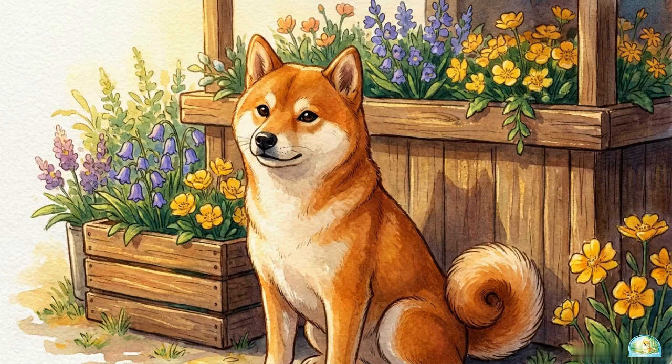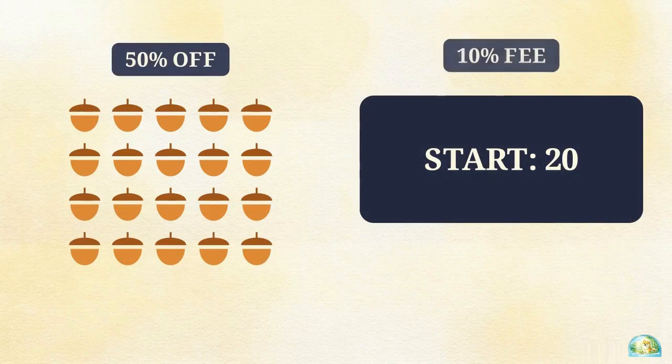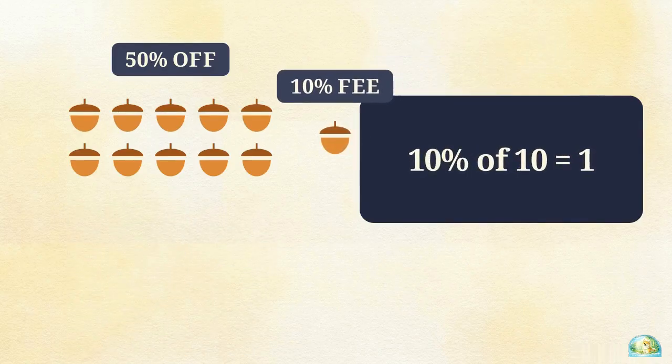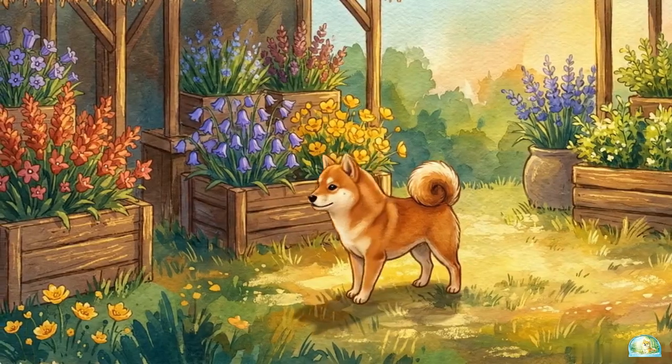The wise Math Shiba leaves us with one final thought. If a 20 acorn item is 50% off, and then a 10% fee is applied to the new price, what is the final cost? Half off of 20 leaves 10. A 10% fee on that new pile of 10 is 1. Adding them together brings the final total to exactly 11. 1% at a time on the amount you have now.